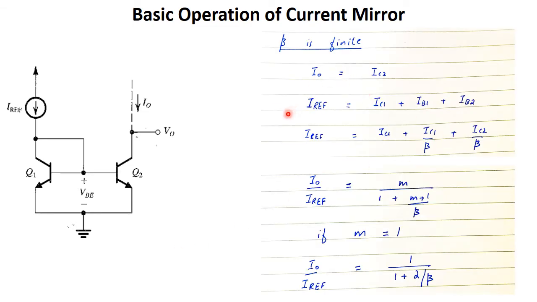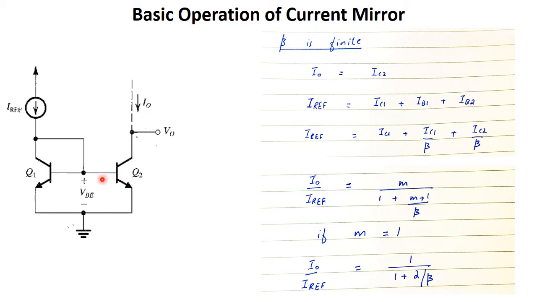Now I am going to consider that beta is finite. This means that base current is flowing from here and base current is flowing from here as well. So output current is the same as IC2, whereas the reference current will change now. Reference current comprises three currents. Number 1 is IC1, which is flowing over here. Number 2 is IB1, which is flowing over here, and number 3 is IB2, that is flowing over here.